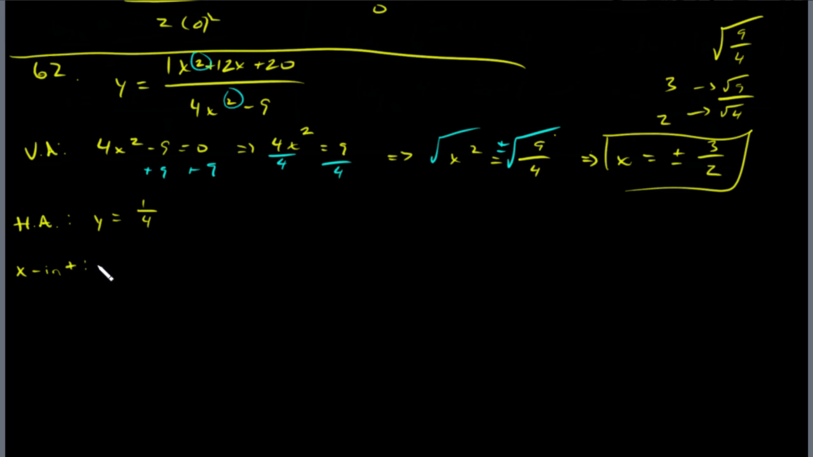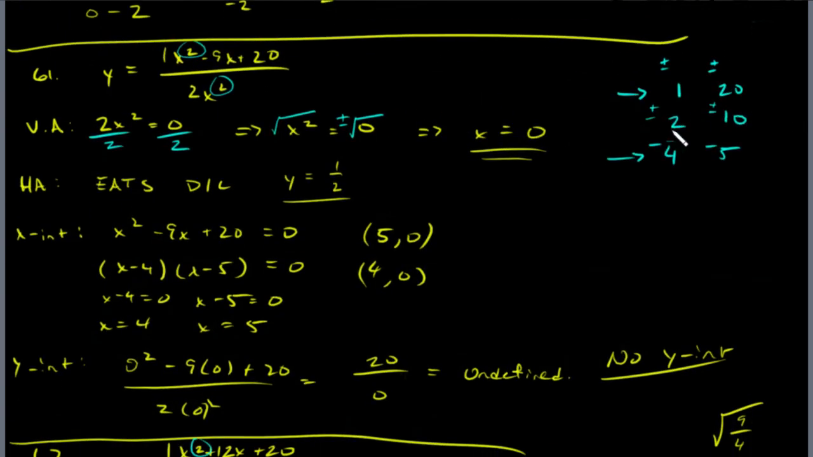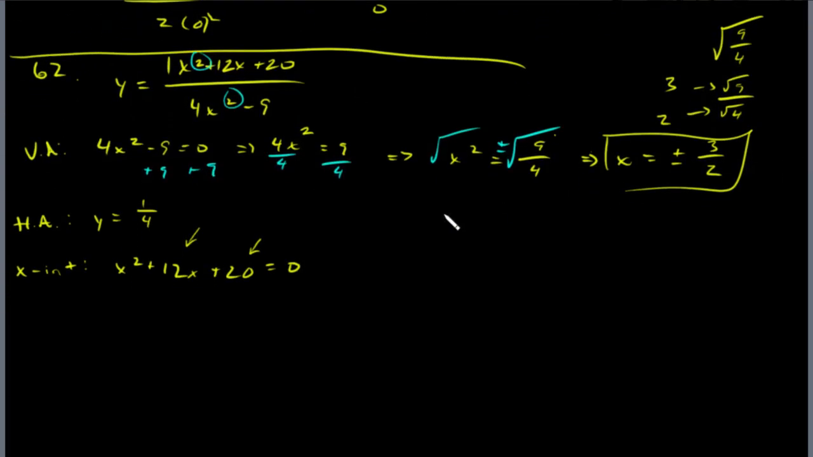X-intercept. So for x-intercepts, this one's always more difficult for me to remember for whatever reason. But you're going to set the top equal to 0 and solve. And so here you're going to factor again. Factors of 20 that add to give 12. Well, let's scroll back up here. We did 20 already. If you look here, 2 and 10 can add to give you 12. So that's the ones we're going to use. So x plus 2 and x plus 10. Set each of those equal to 0 and solve. And then write as ordered pairs.